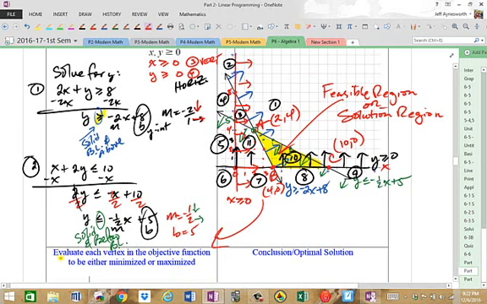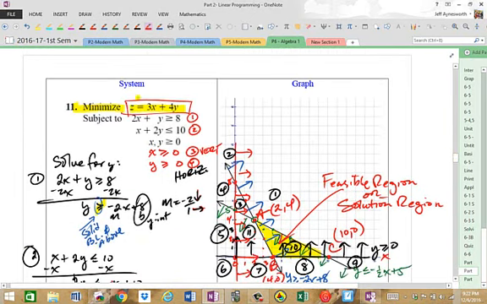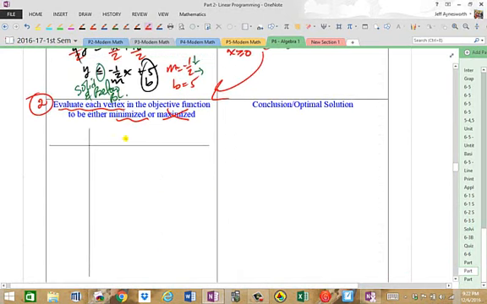All right, evaluate each vertex. This is step number two. A, B, and C, and we're going to minimize, not maximize. Why? Because if you look up here, it says minimize, okay? Minimize the function. So z equals 3x plus 4y. So let's write that down. z equals 3x plus 4y.